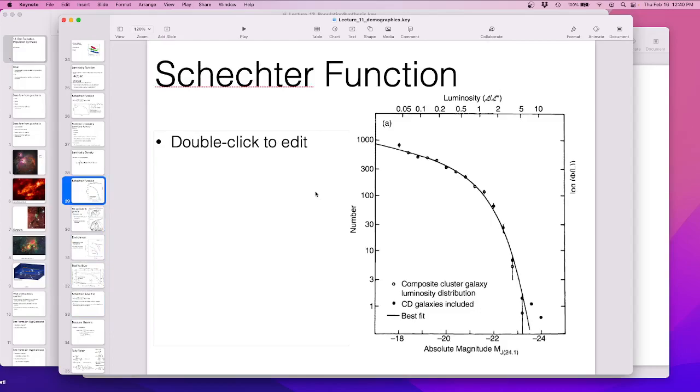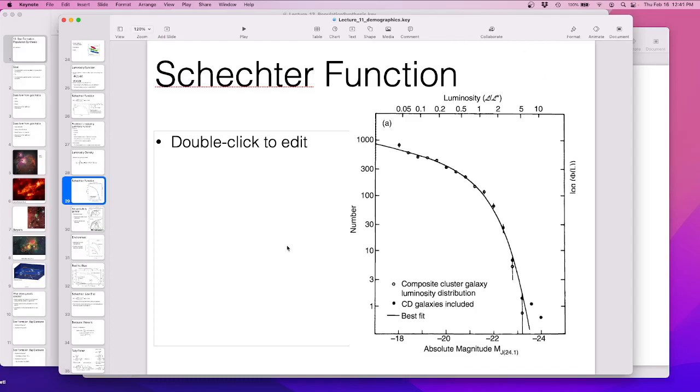So we talked about these relationships, Tully-Fisher, fundamental plane. Those are the things that we really care most about. We talked about the Schechter function. We talked about red versus blue. Does anybody have any questions about any of the stuff that I covered?